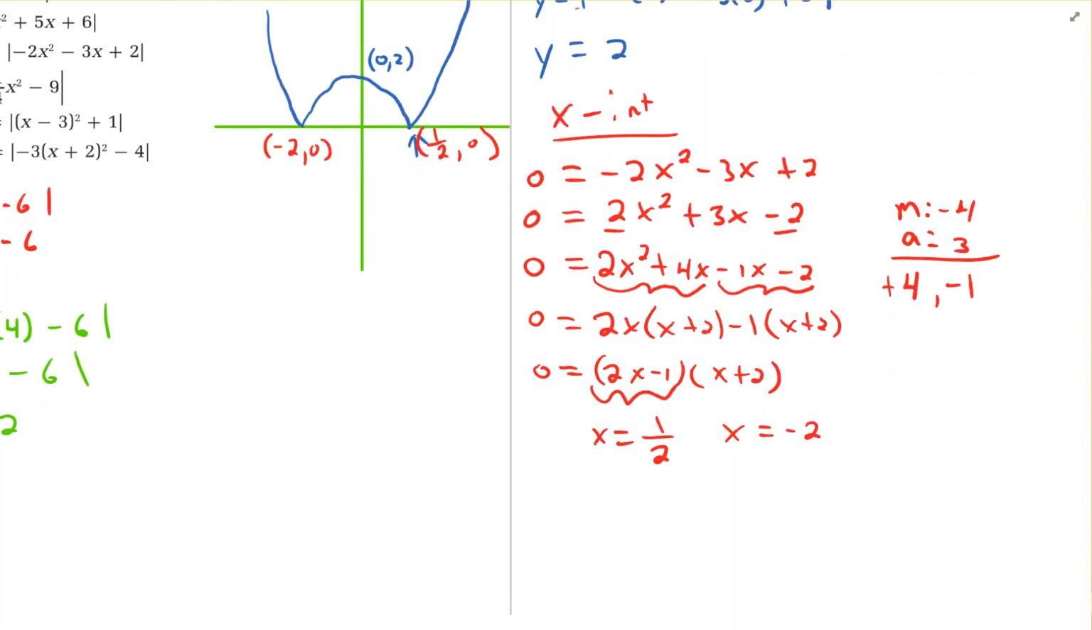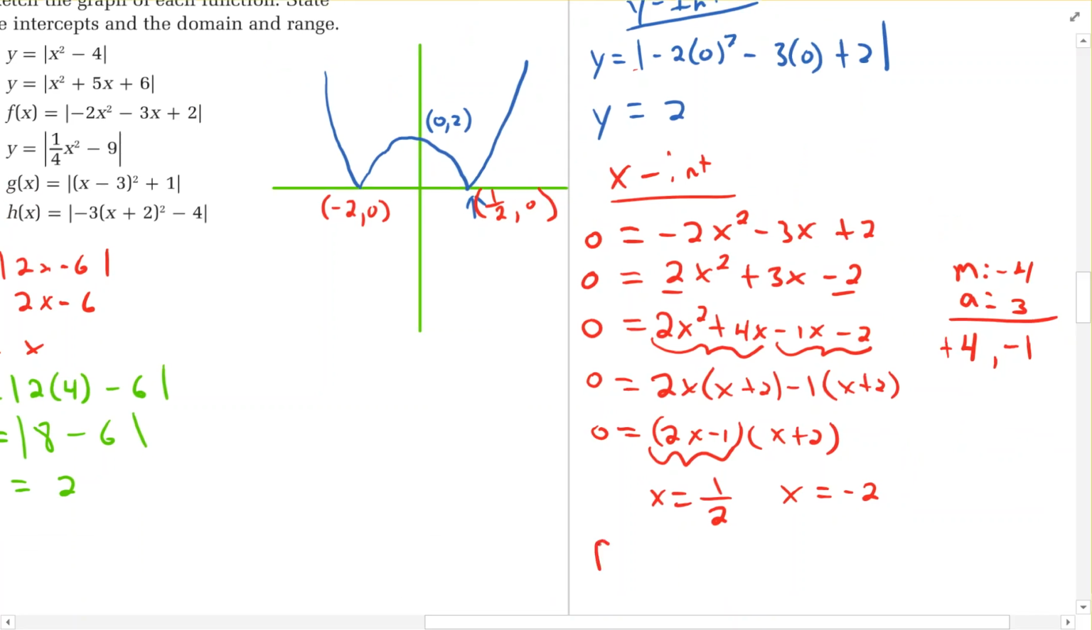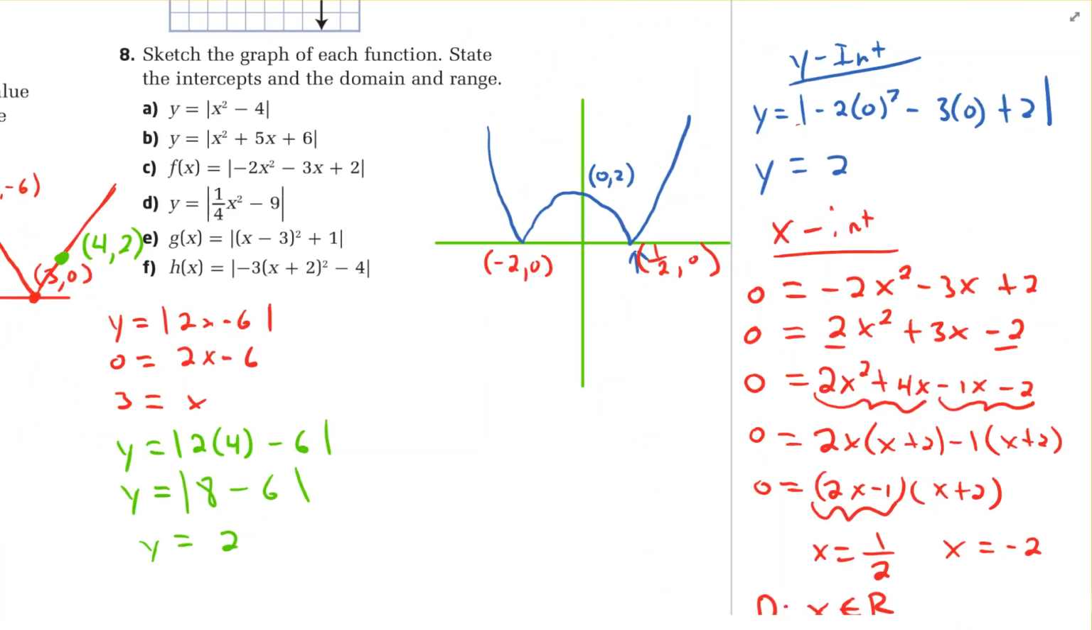Our domain and range, they're pretty easy. Domain is going to be x is any real number. Our range is going to be y is greater than or equal to 0. Now, just for the sake of time here, I'm not going to go through these other ones, but just notice that it's going to be a similar process.